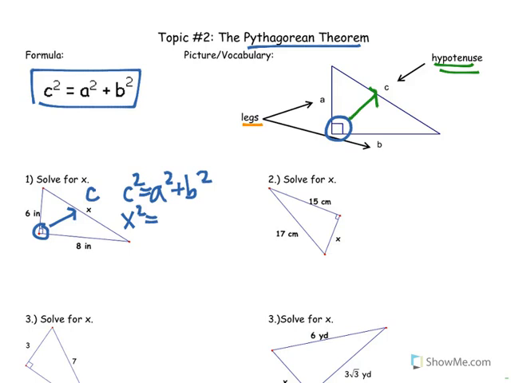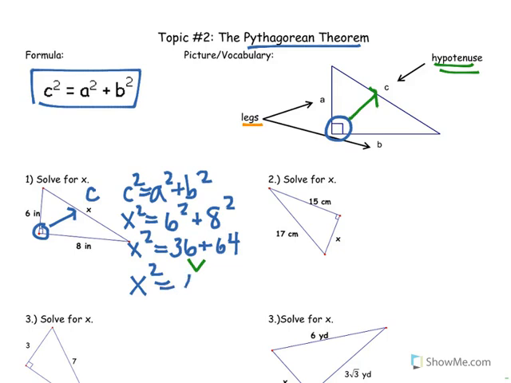And now a and b don't necessarily matter. I don't care if 6 represents a or b. That's interchangeable. So I'm just going to pick 6 squared plus 8 squared, and then we can work from there. The first step is to square both of these. So 6 squared is 36. 8 squared is 64. And now in this example, I'm going to combine these two together and add them. So I get x squared equals, I think that's going to end up being 100.